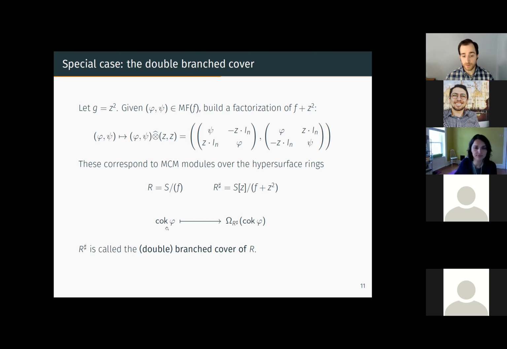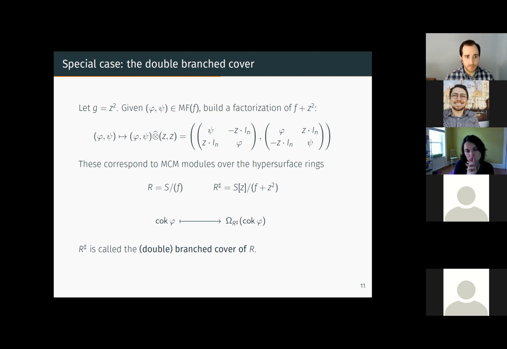Well, you start with the cokernel of phi as an MCM R-module, and then you look at the cokernel of this first matrix here. It turns out that the cokernel of this matrix is isomorphic to the first syzygy of the cokernel of phi, but as an R sharp module. So we have a map going backwards from R sharp to R by just killing z. And if you look at the first syzygy of the cokernel of phi over R sharp, it's isomorphic to this first matrix here. So this is the basic setup for what Knörrer does.